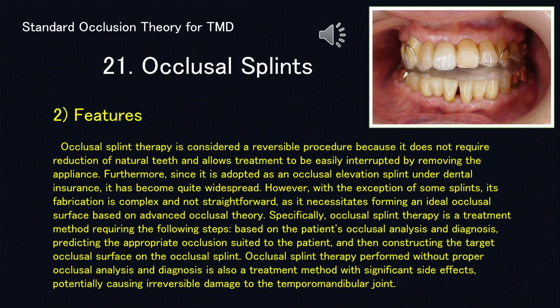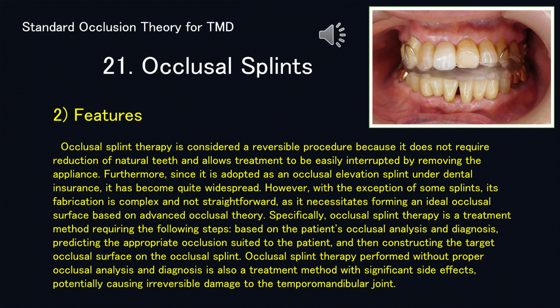2. Features. Occlusal splint therapy is considered a reversible procedure because it does not require reduction of natural teeth and allows treatment to be easily interrupted by removing the appliance. Furthermore, since it is adopted as an occlusal elevation splint under dental insurance, it has become quite widespread. However, with the exception of some splints, its fabrication is complex and not straightforward, as it necessitates forming an ideal occlusal surface based on advanced occlusal theory.